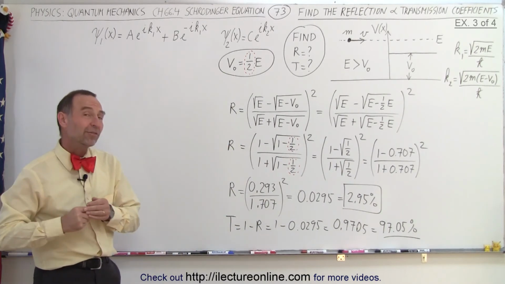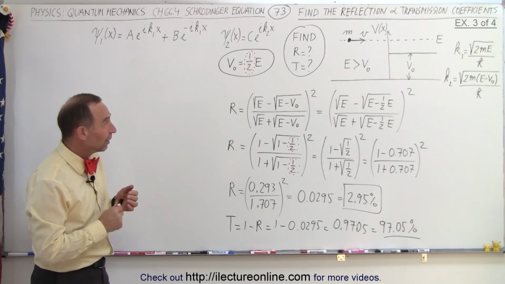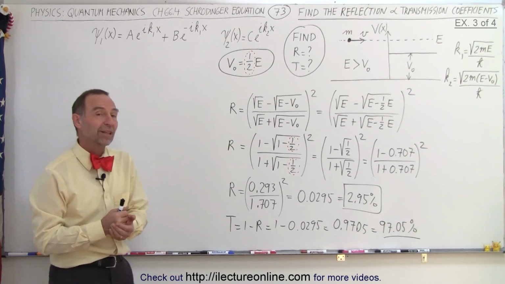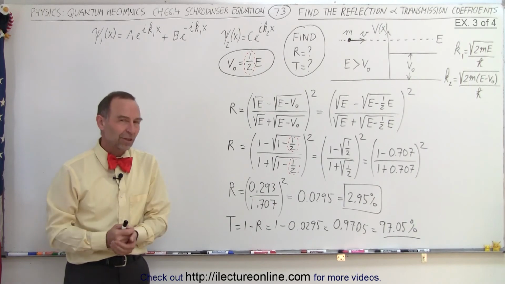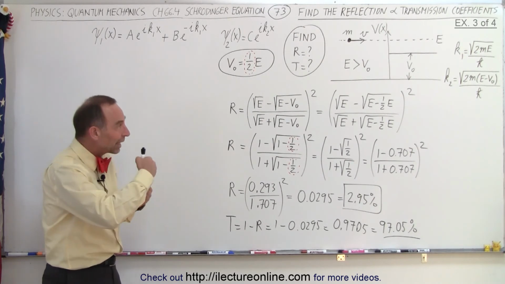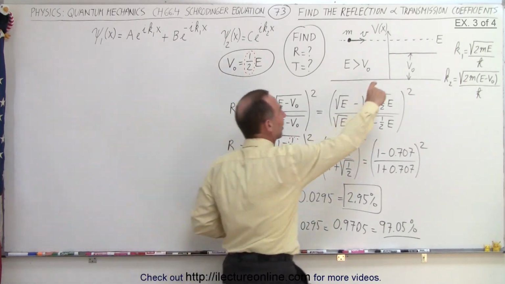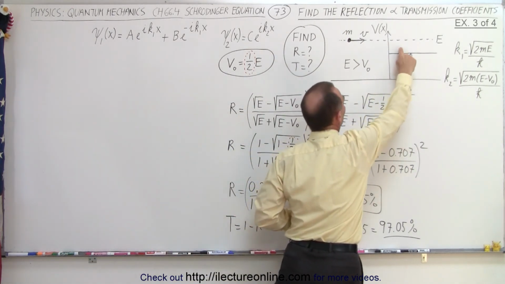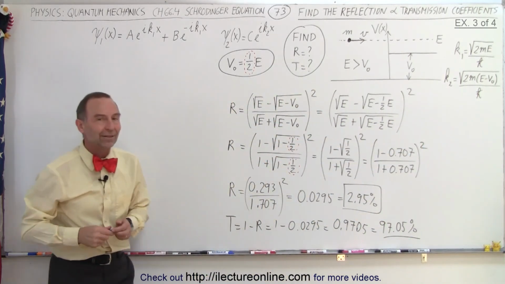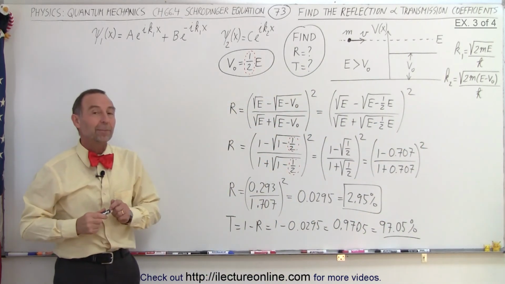So that's kind of a surprising result: with the potential step being half the energy of the particle, only about 3% get reflected, and 97% still get transmitted. So let's do one more example where we get closer and closer, where the potential step gets larger and larger. We'll approach the value of the energy of the particle to see what will happen in the end. So stay tuned and we'll do one more example like this.